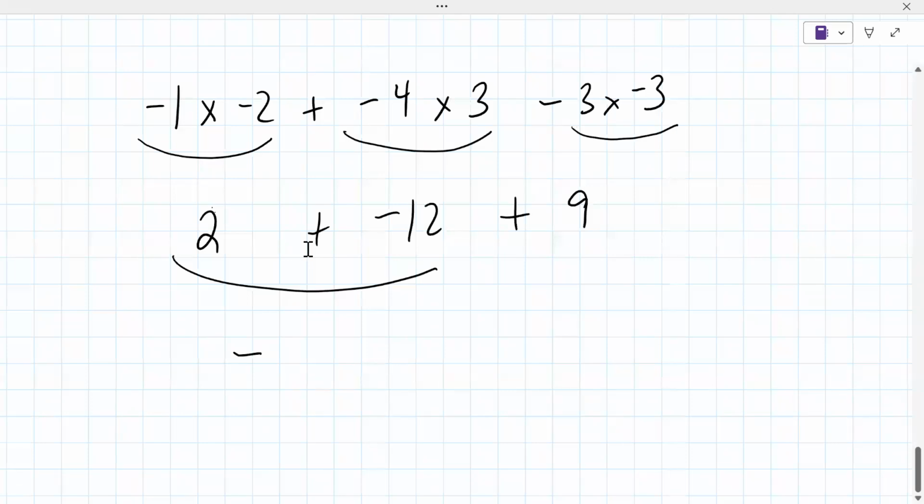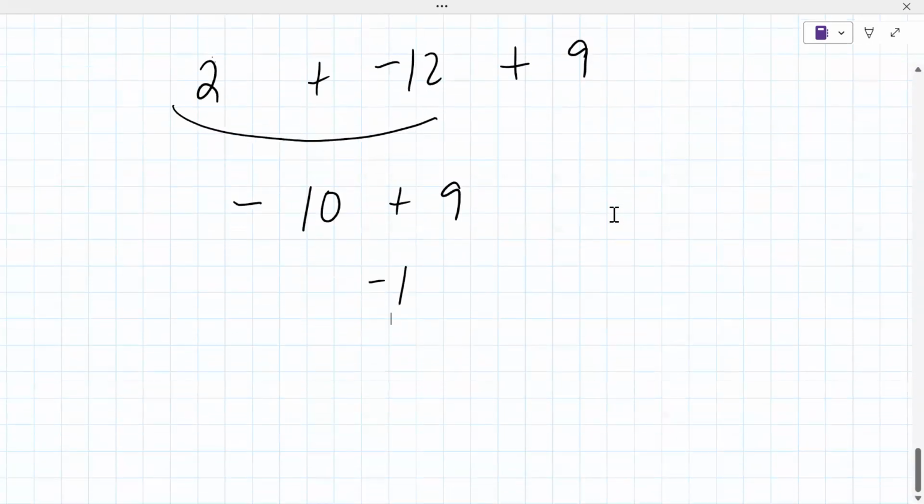Negative 10 plus 9. Okay, it's the same thing. They're opposite in sign, so first determine which is further from 0. I got my answer. Okay, what is it? My answer is negative 1. You are correct. Good. All right.